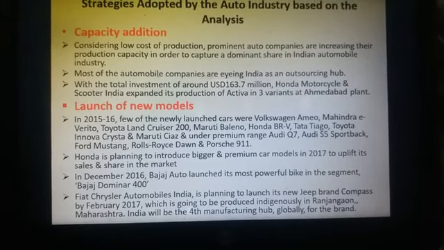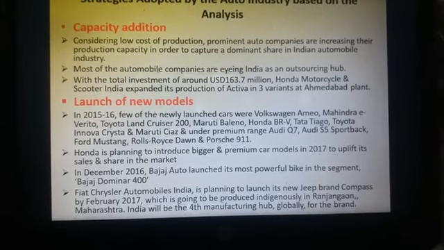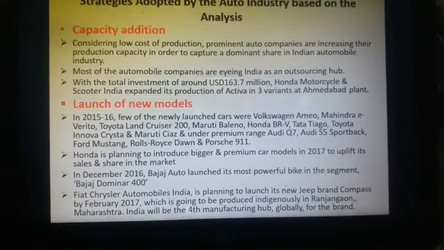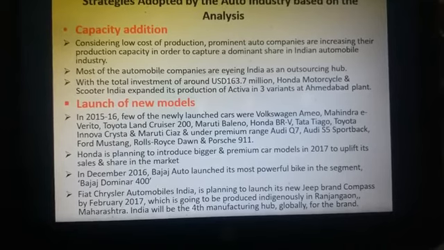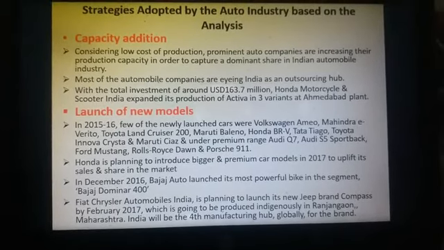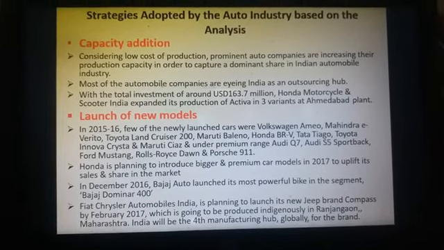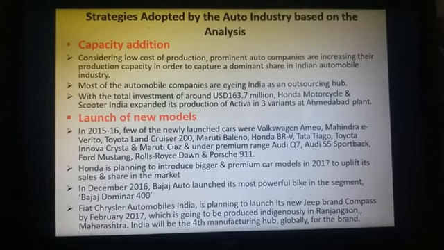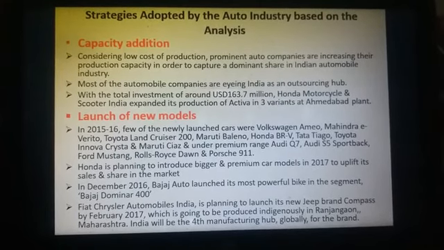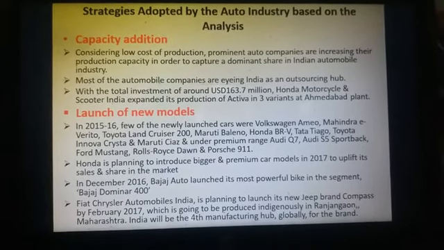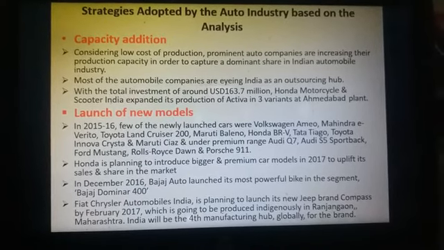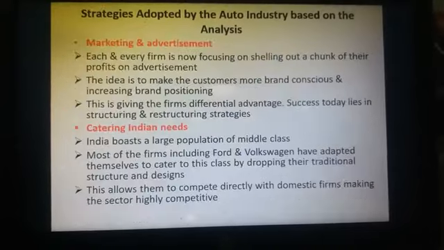With a total investment of this much billion, Honda Motorcycle and Scooter India expanded its production of Activa in three variants at the Ahmedabad plant. How does a launch of a new model take place? Like newly launched cars, Volkswagen, Honda, Toyota, these are coming up. Honda is planning to introduce a bigger and premium segment market. This is how the launch of new models takes place.